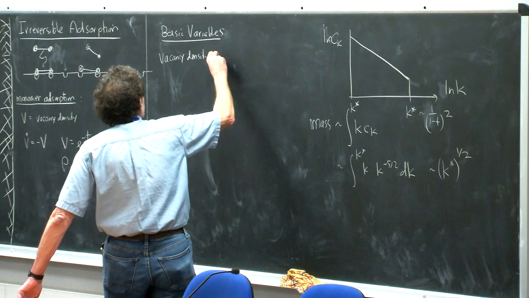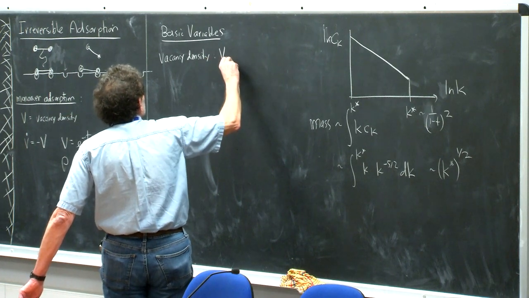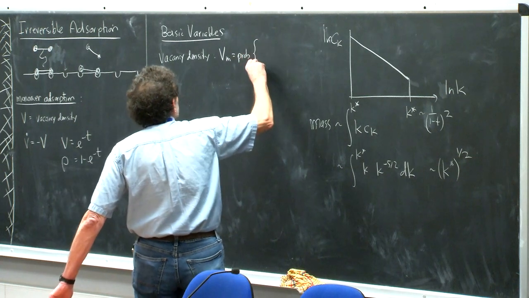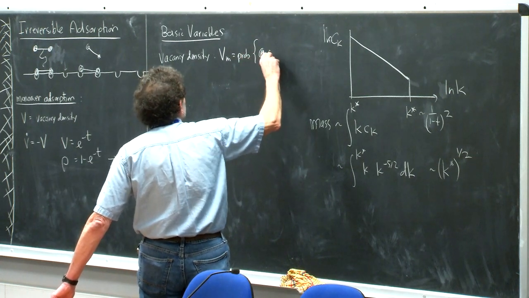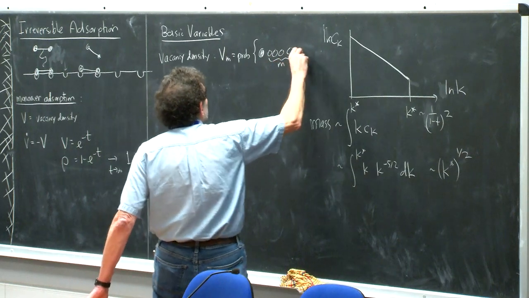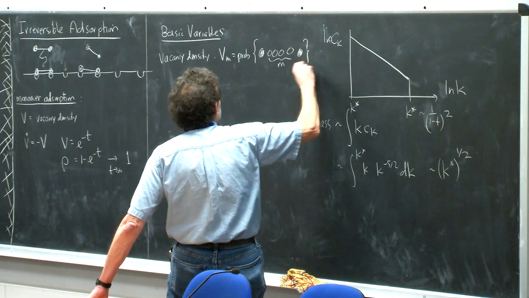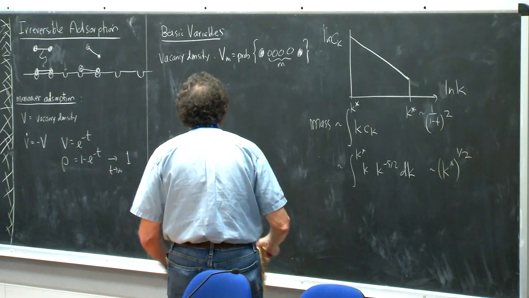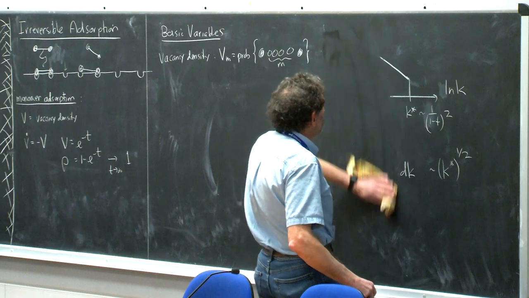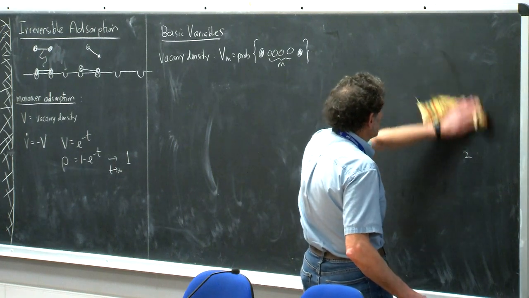So let me define it this way. Vm is the probability of having the following configuration: an occupied site, m empty sites in a row, an occupied site. And then I don't have to worry about anything outside of that. That seems to be a very natural way to describe the state of the surface.